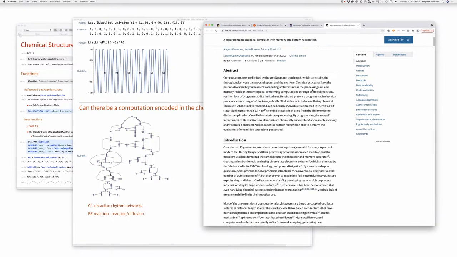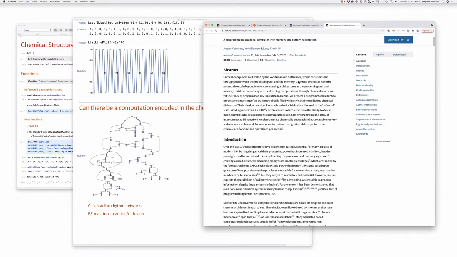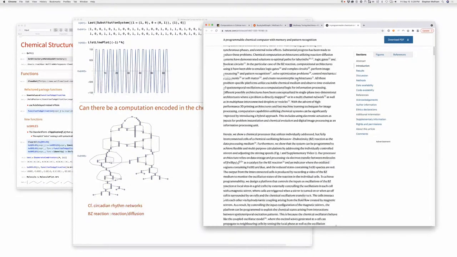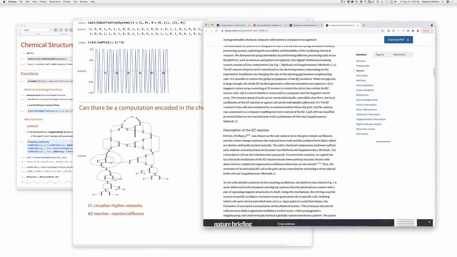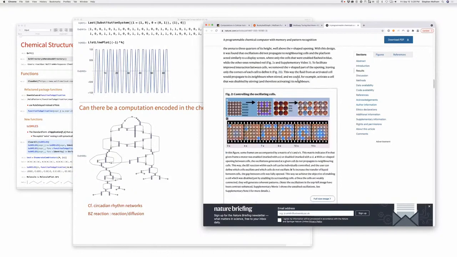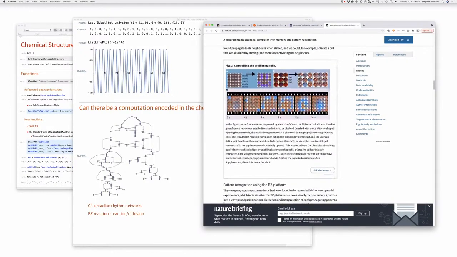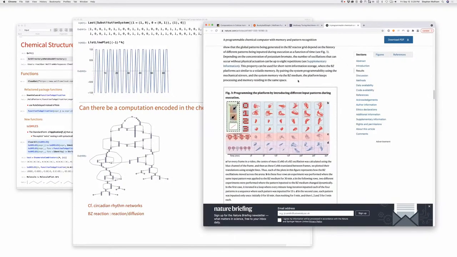Several oscillator circuits have been fairly extensively studied. Right. So this is the thing where one is using BZ reactions on a plate. Great. Yeah, that's nice. Fine. That's nice.